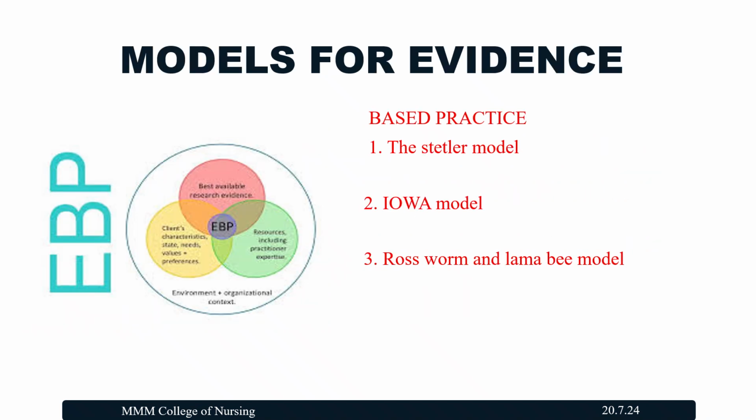Next we will discuss models for evidence-based practice. Basically, three models are there: the Stetler model, the IOWA model, and the Rosswurm and Larrabee model. These three are the basic models in evidence-based practice.